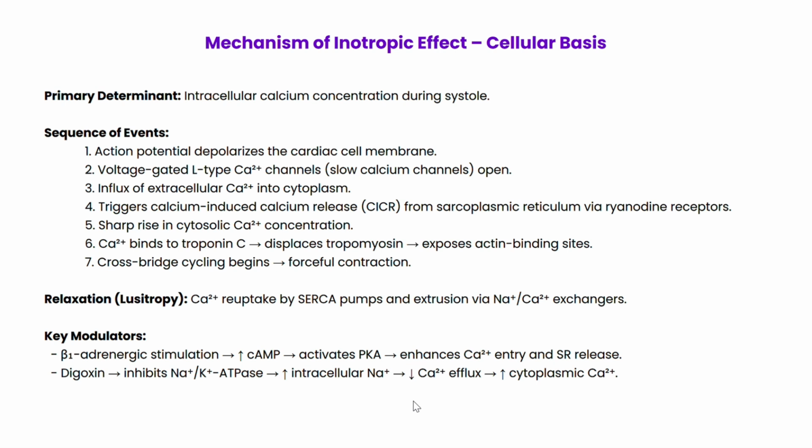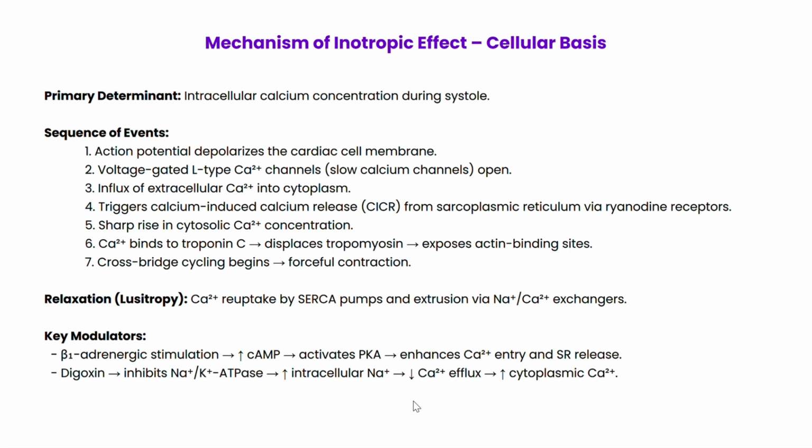Fourth, this small calcium influx then triggers the release of a much larger amount of calcium from the sarcoplasmic reticulum through structures called ryanodine receptors. This process is called calcium-induced calcium release, or CICR. Now, fifth step. As calcium floods the cytoplasm, it binds to troponin C on the thin filament. This shifts tropomyosin, exposing actin binding sites, allowing the cross bridge cycle to begin, which results in muscle contraction.